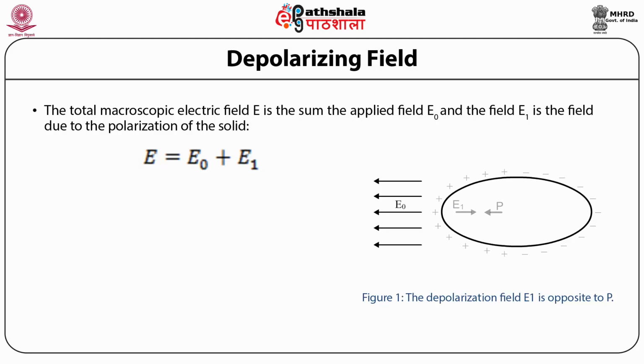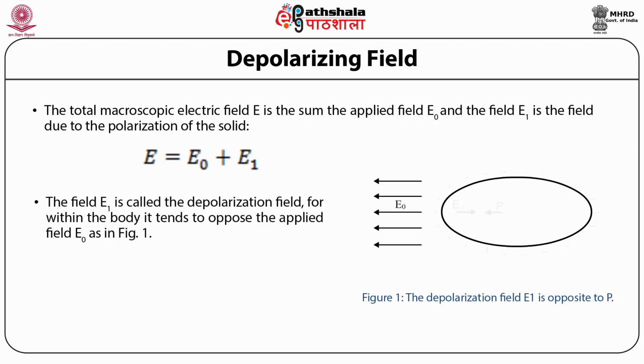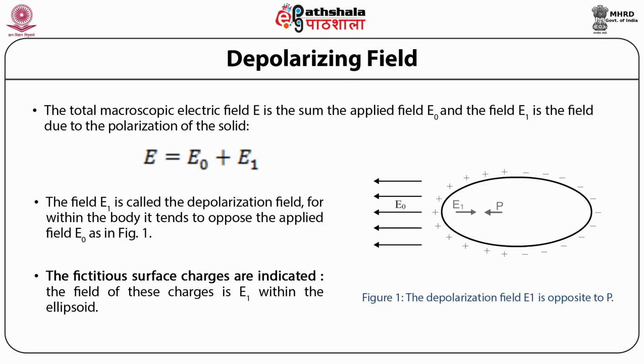So, the total electric field E is equal to E0 plus E1. The field E1 is called the depolarization field, for within the body it tends to oppose the applied field E0, as shown in figure 1. Figure 1 represents the depolarization field E1 opposite to P. The fixed surface charges are indicated. The field of these charges is E1 within the ellipsoid.